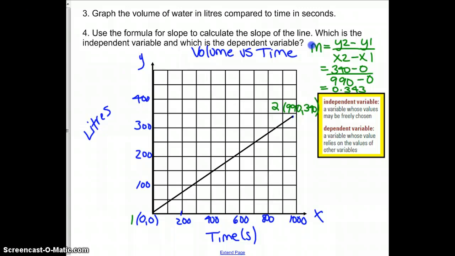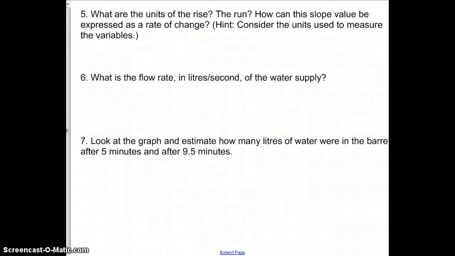Now, if you look to question 5 on the next slide, it asks, what are the units of the rise and what are the units of the run? So what are the units of the rise? Liters, good. And how about the units of the run? Seconds. So this slope, what would the units of the slope be? Good, it would be liters per second because our slope is our rise value, which is our liters, over our run value, which is our seconds. So liters per second is our new rate of change variable. So rate and slope are interchanged when we're talking about 2 different units.